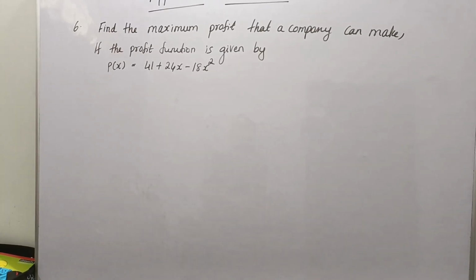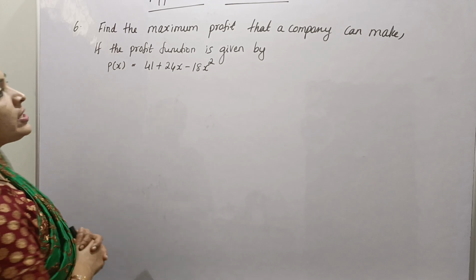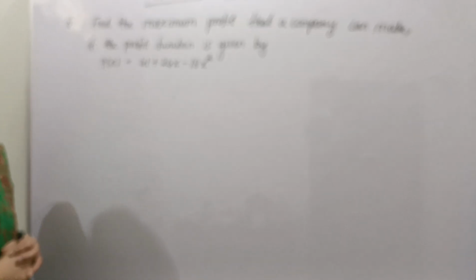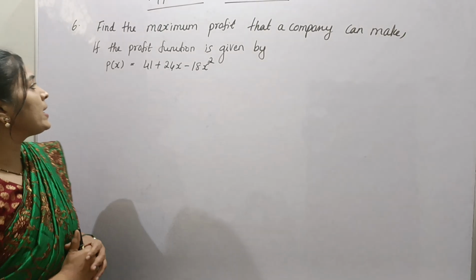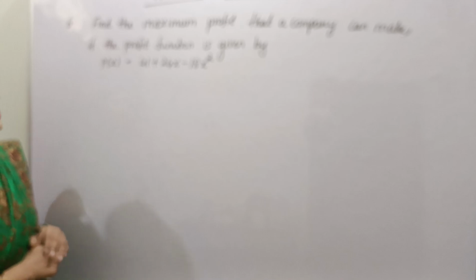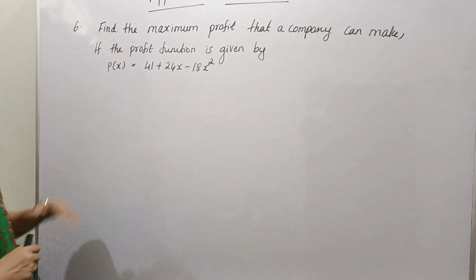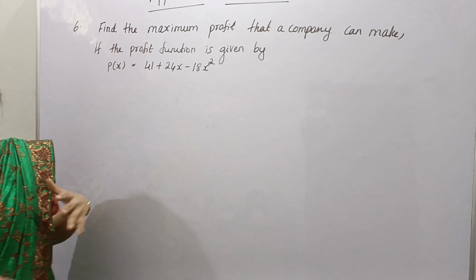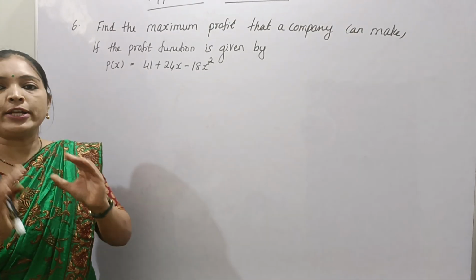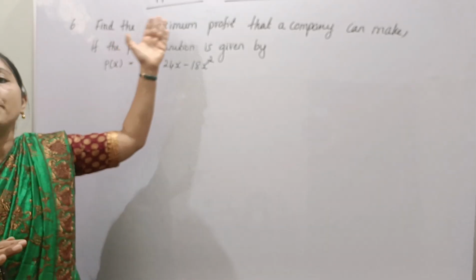Look at the next question. Find the maximum profit that a company can make if the profit function is given by p of x is equal to 41 plus 24x minus 18x square. So here is the given function. Here we have to find the maximum value of the function, that means maximum profit.